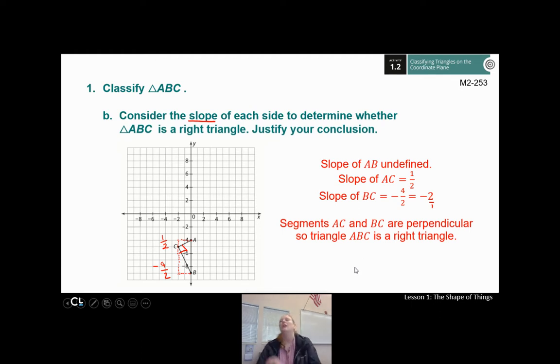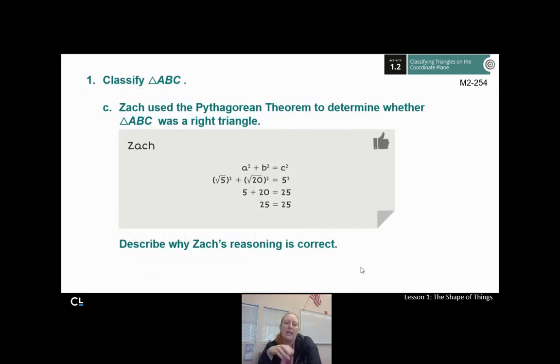Hey. You know what though? There's actually another way to figure out whether or not something is a right triangle. So let's see what Zach did. Zach used the Pythagorean theorem to determine whether triangle ABC was a right triangle.